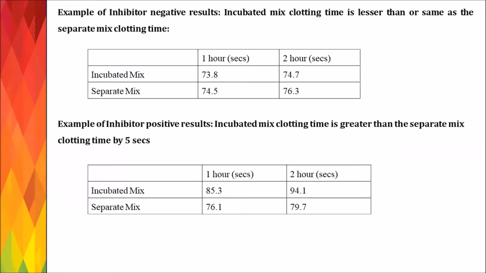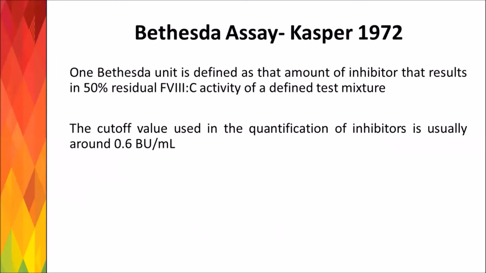So this is how the inhibitor results look. For an inhibitor negative, you can see that the incubated mix is equivalent to that of a separate mix at 1 hour and 2 hours. But for an inhibitor positive sample, the incubated mix APTT is more than 5 seconds prolonged than the separate mix. So here you may give a diagnosis that may be inhibitor screening positive, go ahead with Bethesda.